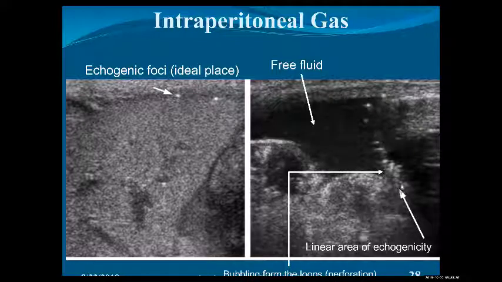There is perforation, there is portal gas, there is intraperitoneal gas, and there is intraperitoneal fluid. There is here also intraperitoneal gas. There is nothing else that gives you this picture other than intraperitoneal gas. And you can see there is no shadowing, no artifact, because it's surrounded by fluid.